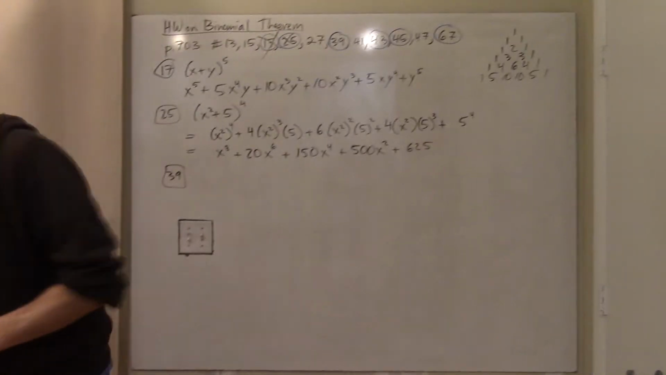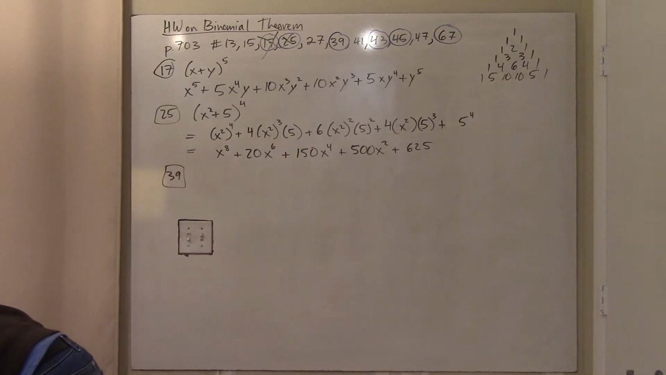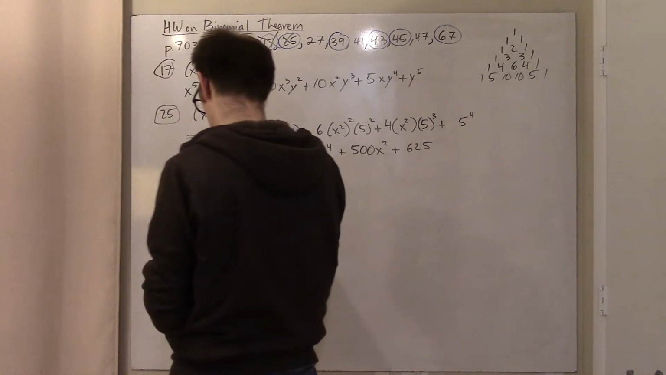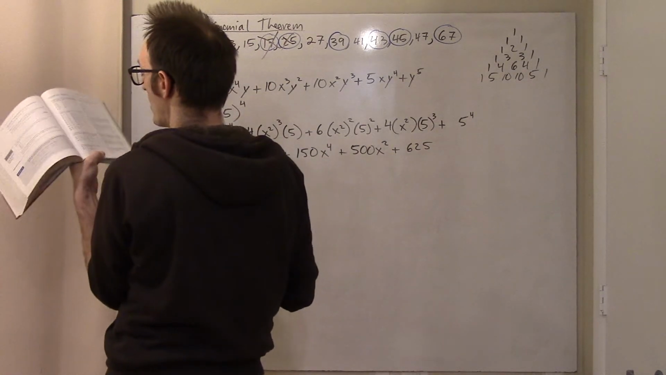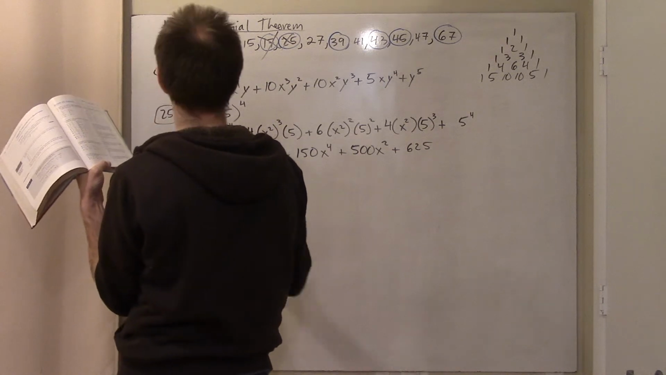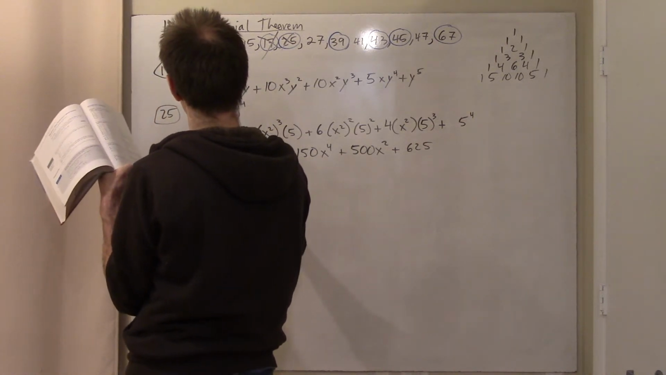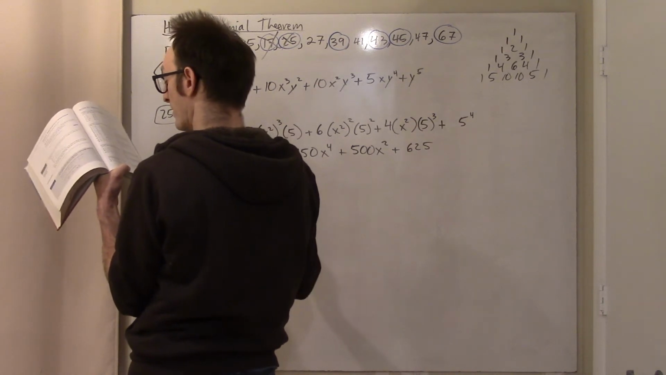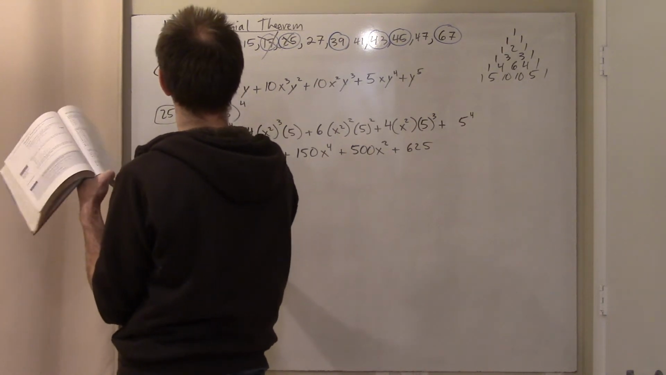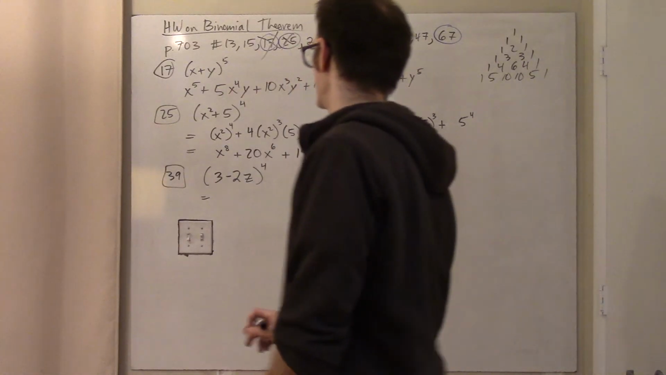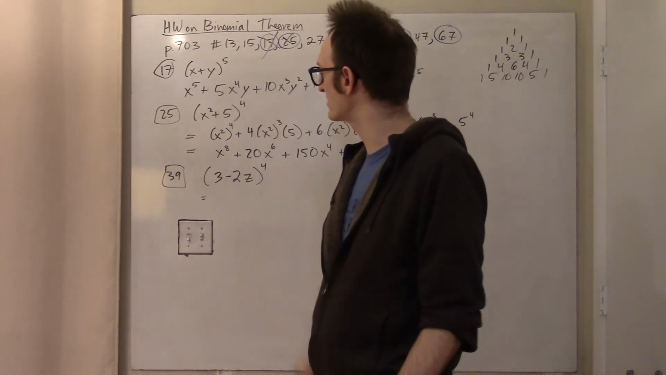Number 39. What's up with 39? Is this just more of the same? Basically the same. Maybe we don't even need to do this. Expand the binomial using Pascal's triangle to determine the coefficients: (3 minus 2z) to the fourth. This is just the exact same thing over again, perhaps with more annoying numbers and negatives involved.